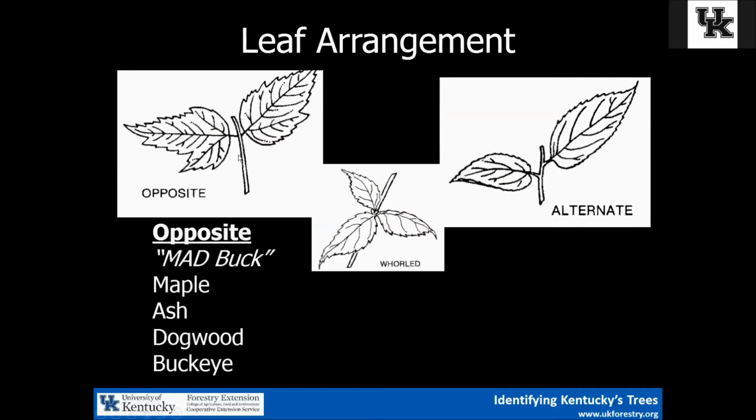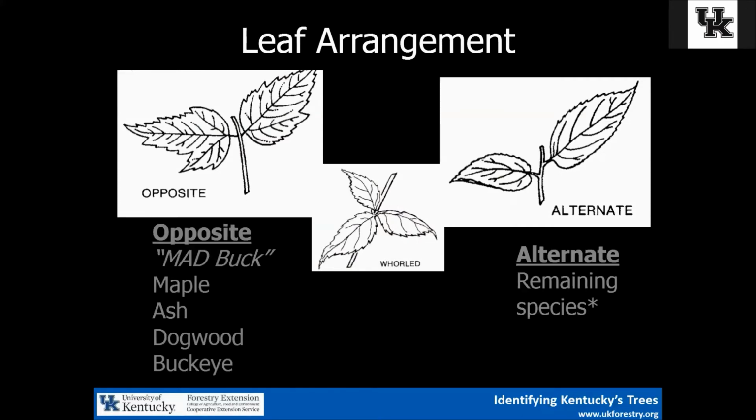So if you come up to a tree and it's got oppositely arranged leaves, and if it's native and it's in the natural planting, it's going to be one of these: a maple, an ash, a dogwood, or a buckeye. The remaining species are alternately arranged. And you can see over here in our alternately arranged picture how the leaves are in alternating form along that twig, and that would continue on up. So most of our species, most of our trees are alternately arranged.